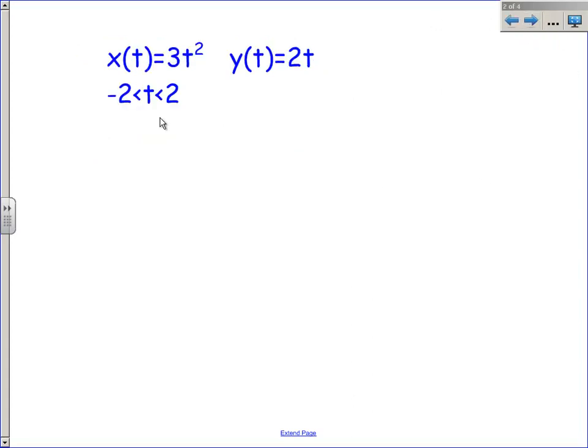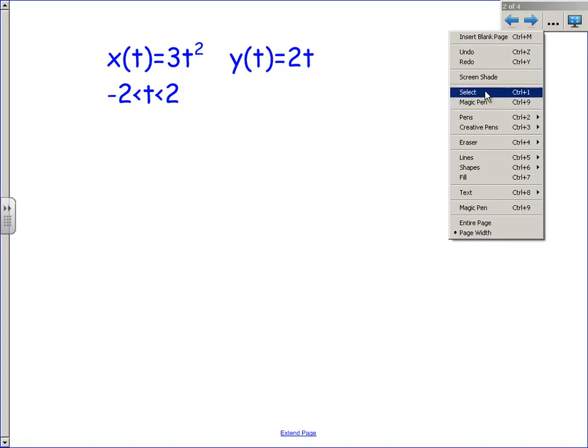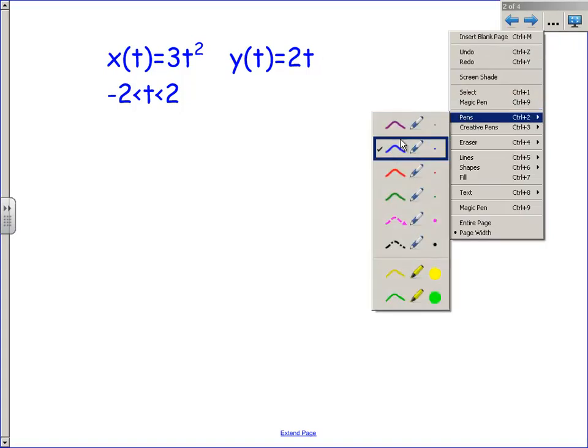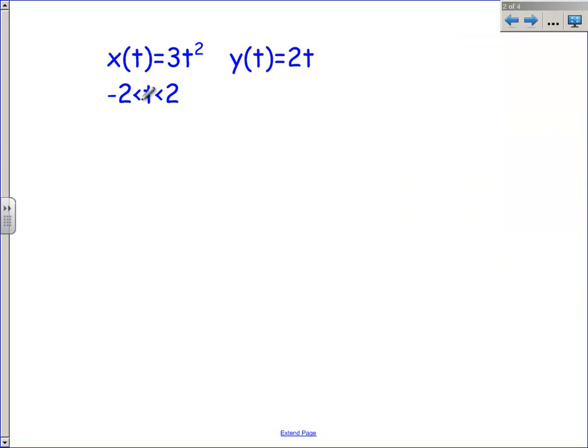Okay, with parametric equations, you are going to have x of t and y of t. So both x and y are going to be found by using a third variable. We call that the parameter, and it's almost always t for time. So here, this is x of t equals 3t squared and y of t equals 2t, and I have a restricted domain, and my domain is -2 to 2. So let's make a little table of values here.